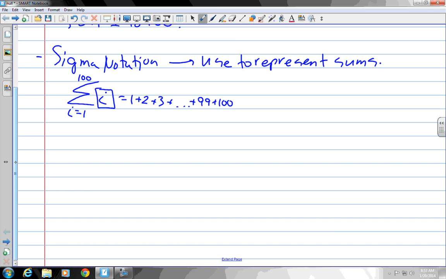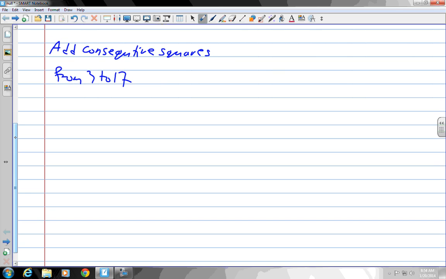So for example, here's another one. Add consecutive squares from 3 to 17. I can express it like this. So consecutive squares, so I'm squaring things now, right? The lowest value of my variable is 3, so i starts from 3. The highest value of my variable is 17, so it goes all the way to 17. So that's 3 squared plus 4 squared plus 5 squared, all the way to 17 squared.